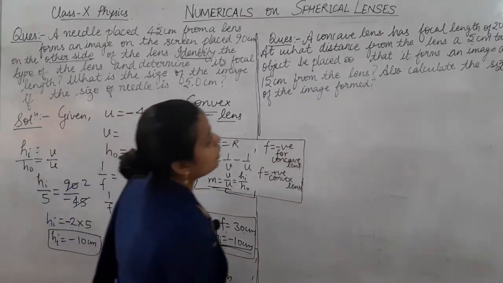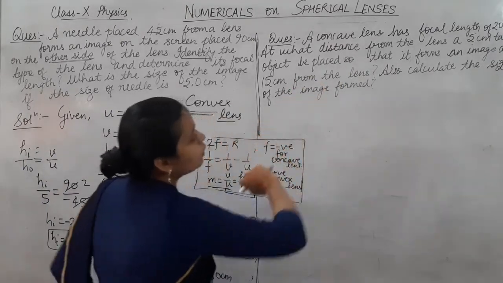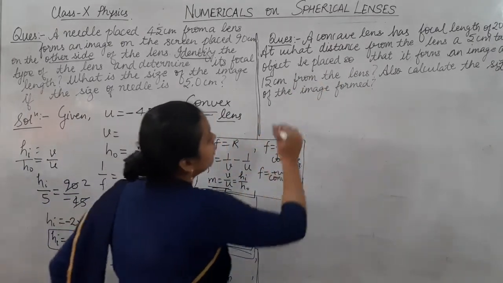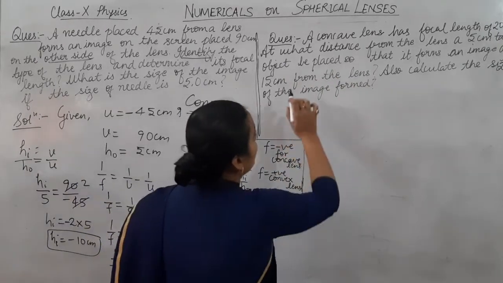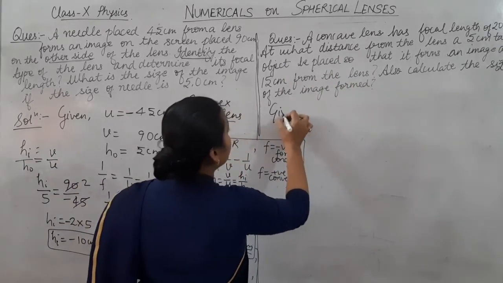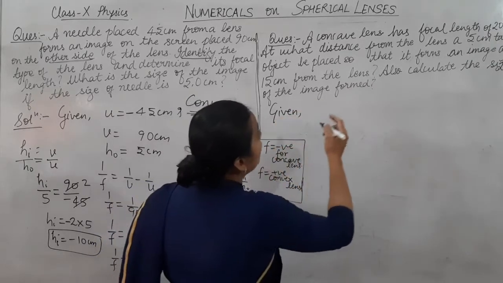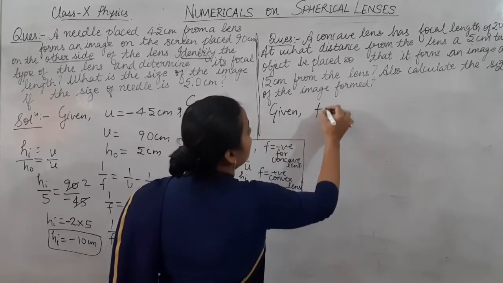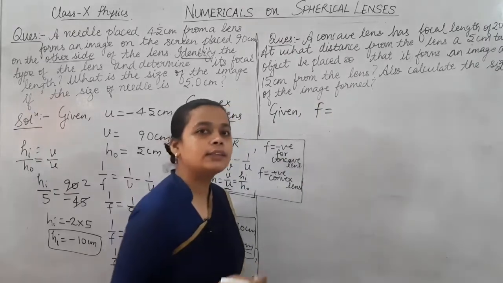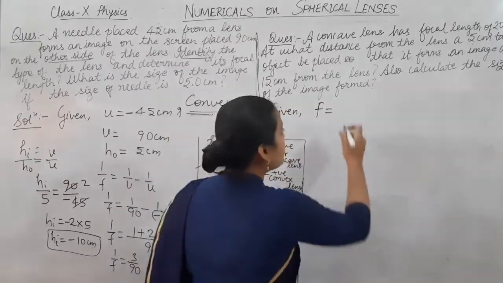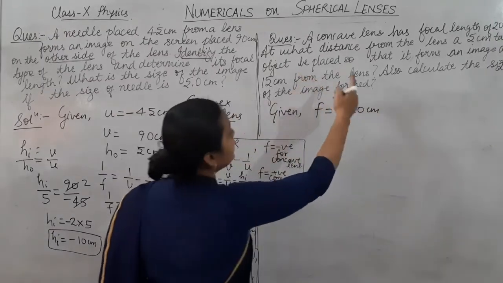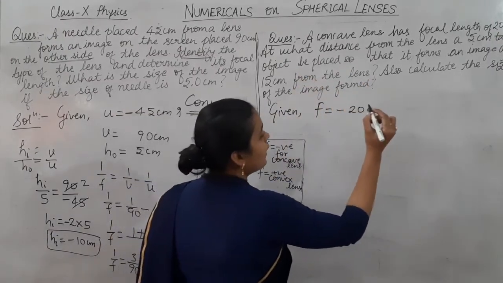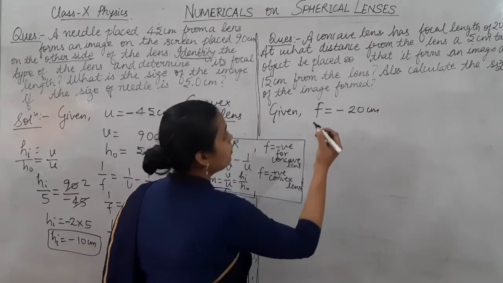It is of a concave lens. A concave lens has a focal length of 20 centimeter. At what distance from the lens should a 5 centimeter tall object be placed? Start by writing the given data. Focal length of a concave lens is always negative, so f is minus 20 centimeter.